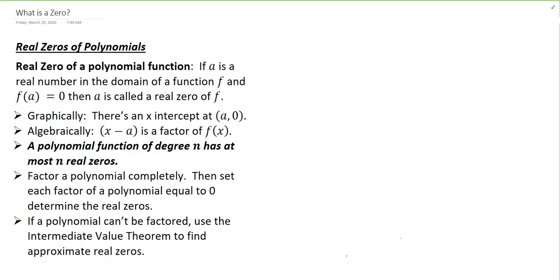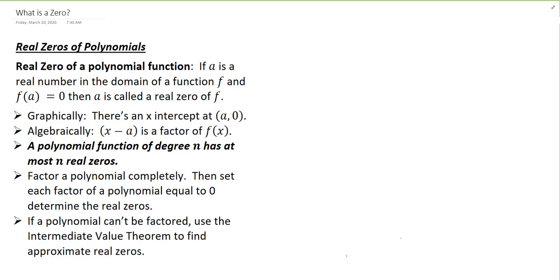What is a zero of a polynomial? Well, a real zero of a polynomial is a value in which you take your function and you evaluate it at that value and you get back 0. If that happens, we would say that value, let's call it a, is a 0 of the function. And in particular, if that value is a real number that's in the domain of the function, then it's a real 0 of the function.